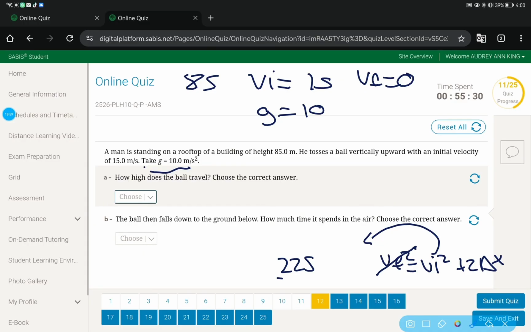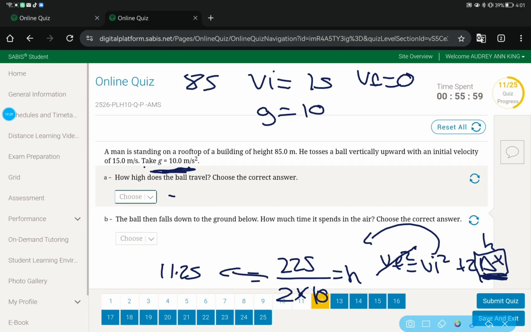We can just write it as 225 over 2 times g, and we're going to take g again as 10, equals h, because we need to get this alone. When I say h, I mean this as a variable. So you get 225 over 20, which is 11.25, and rounded to the nearest decimal, it's 11.3.